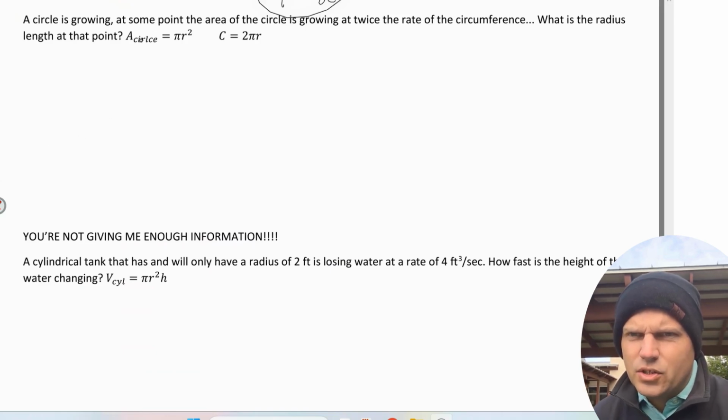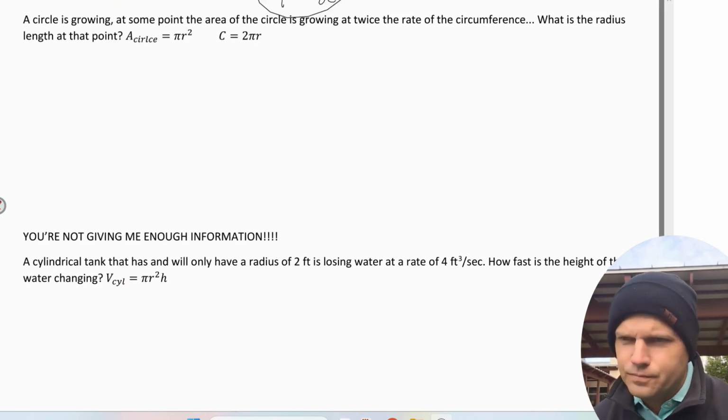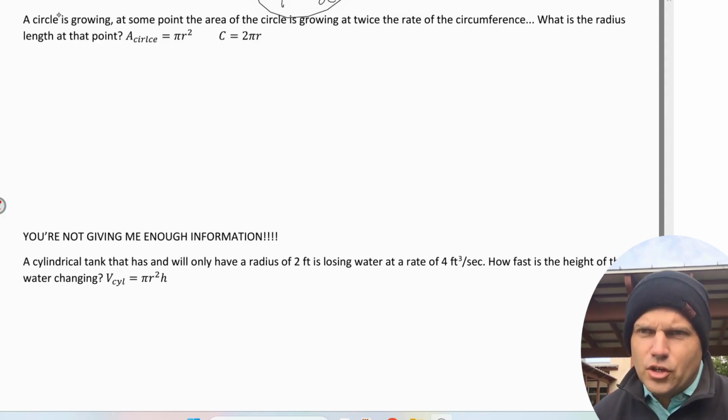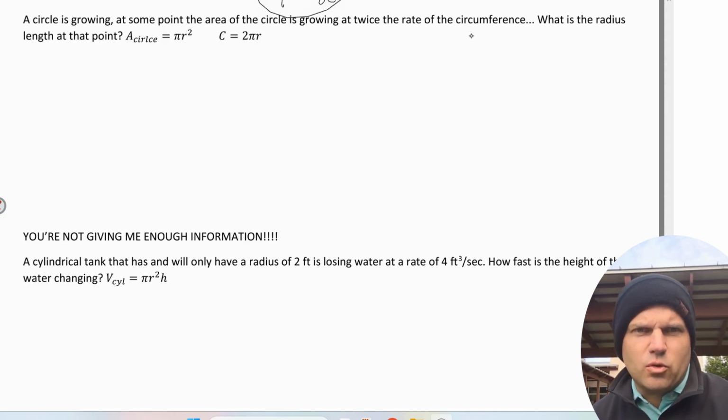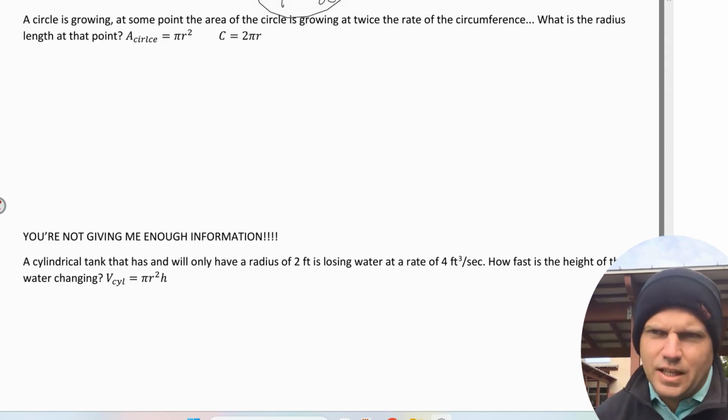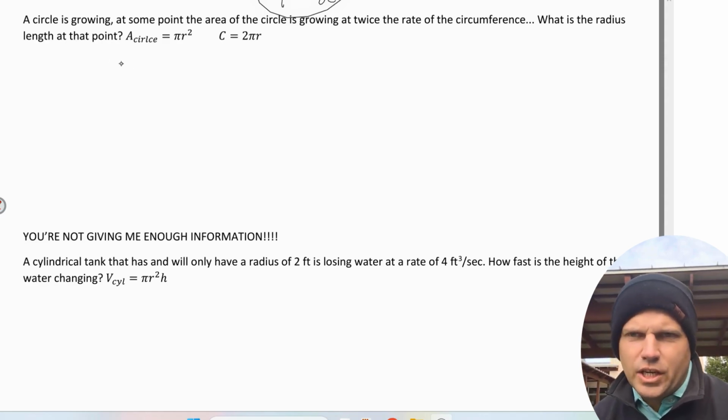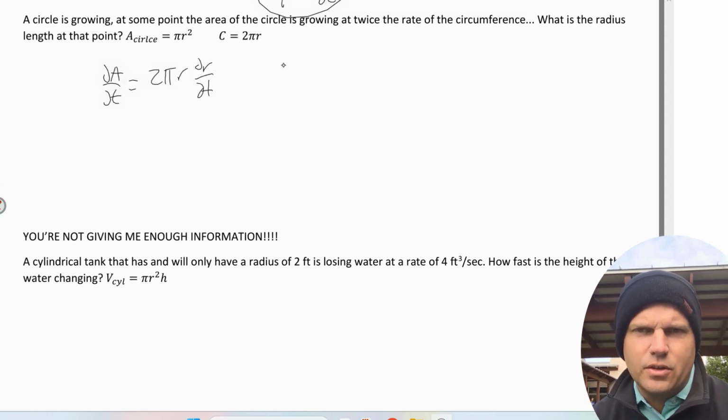Circles. That's a circle. A circle is growing at some point. The area of the circle is growing at twice the rate of the circumference. What is the radius length at that point? It's a great question, because it's like, what the heck? You're not giving me any information at all, but I'm going to show you the information that you're given.